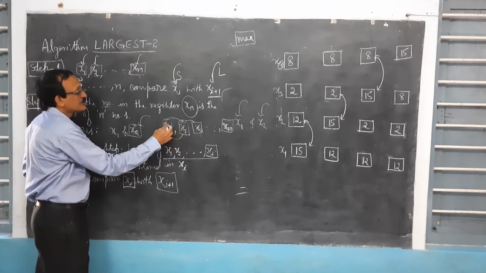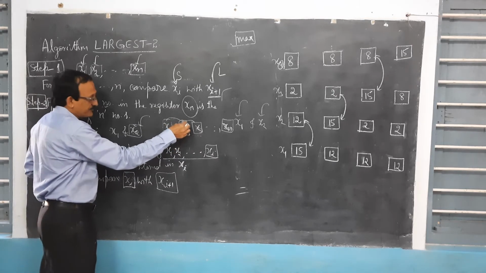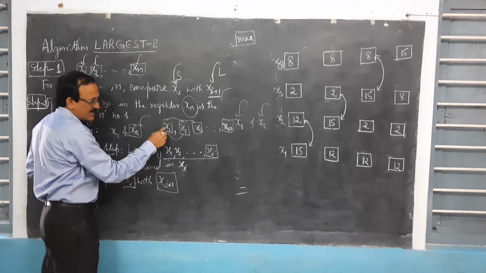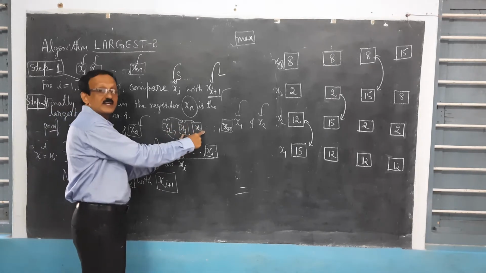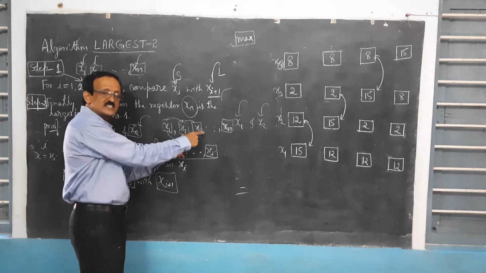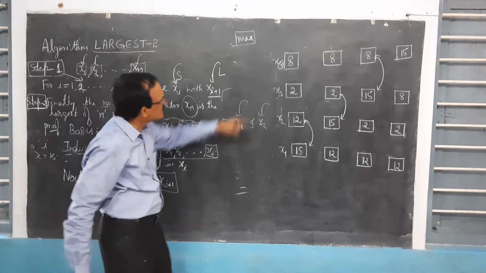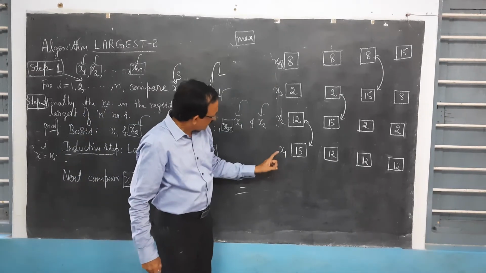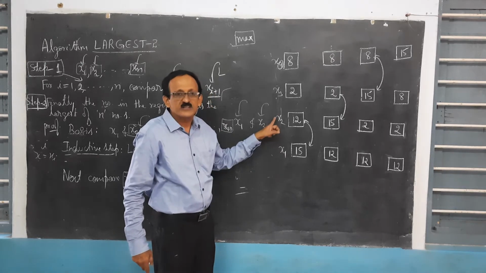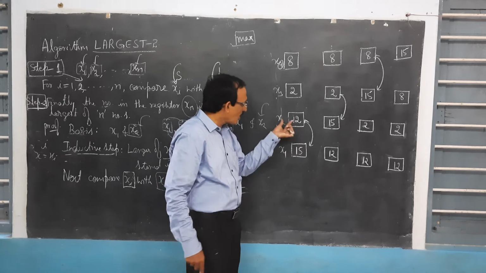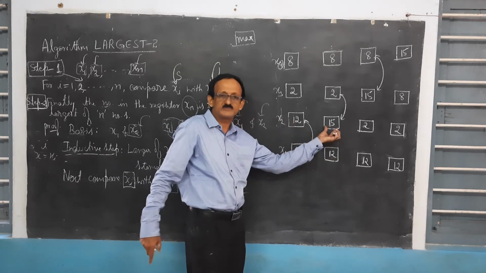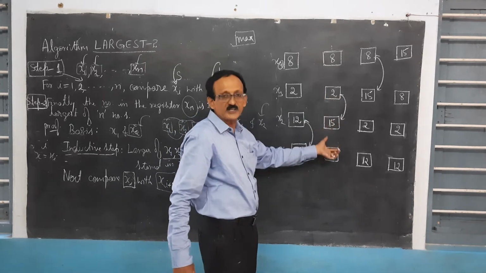If this is smaller, leave it; if this is larger, take it to the next. Compare x2 and x3; if x2 is larger than x3, you shift it to the next. See this example. First you compare x1 and x2. 15 is larger, 12 is smaller, interchange. Smaller in x1, larger in x2. Then x2, x3.